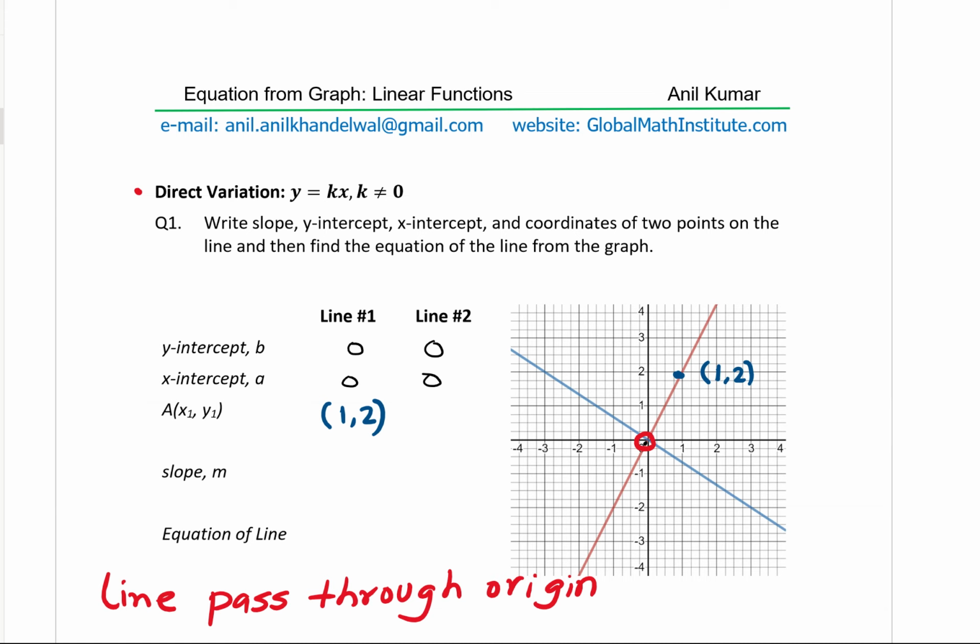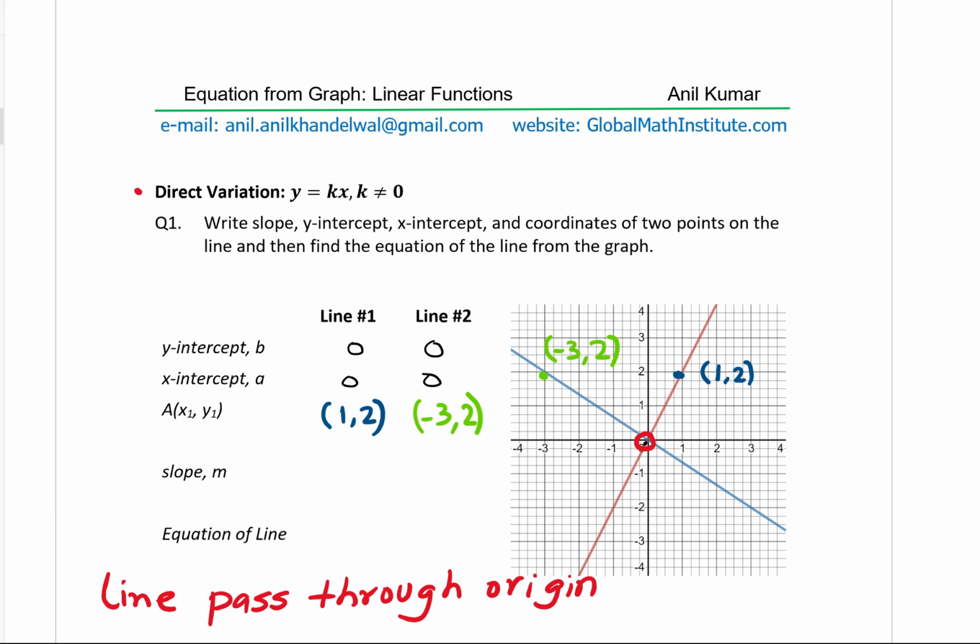Let's take the second line, and a good point to consider will be this point, right? So you have to look for a point which you can read fairly. The x value is -3 and the y value is 2. So this line has a point -3, 2.